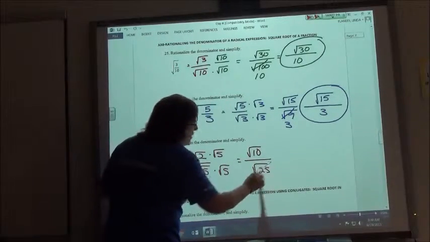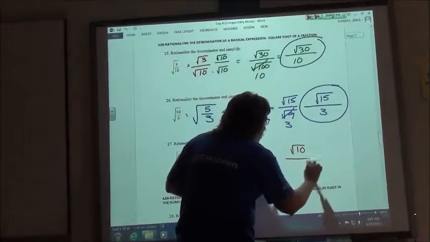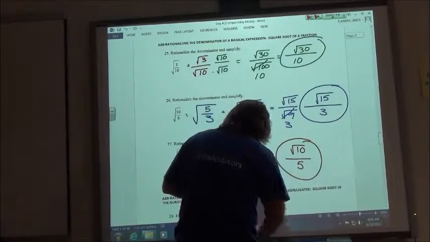That should now be a perfect square. The square root of 25 is 5. So we get the square root of 10 over 5. And that's simply going to be our answer.